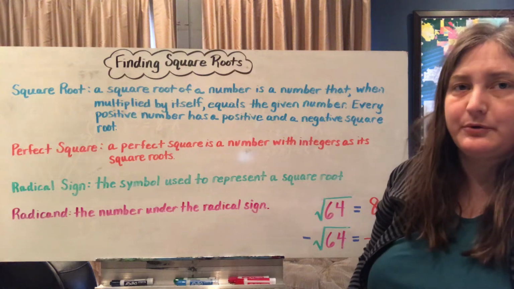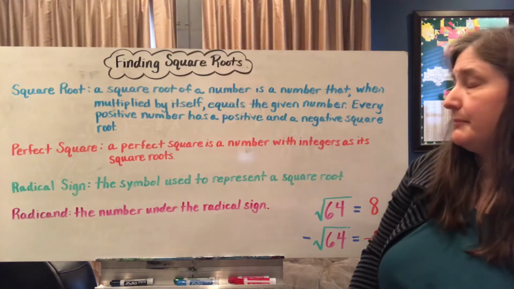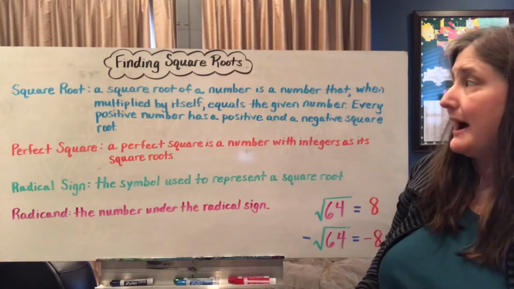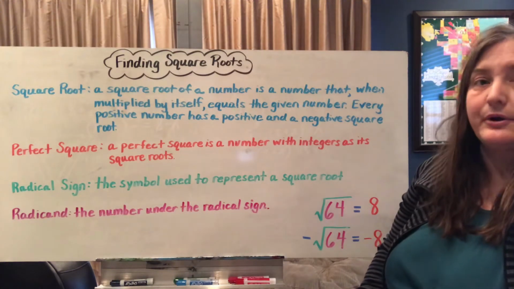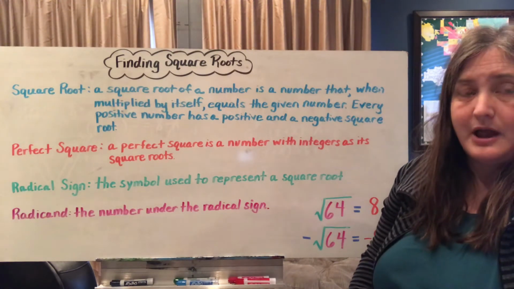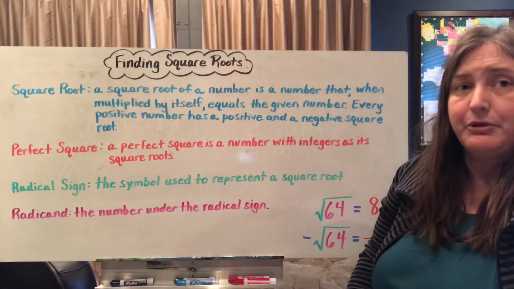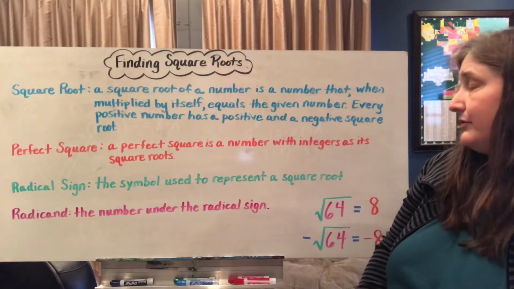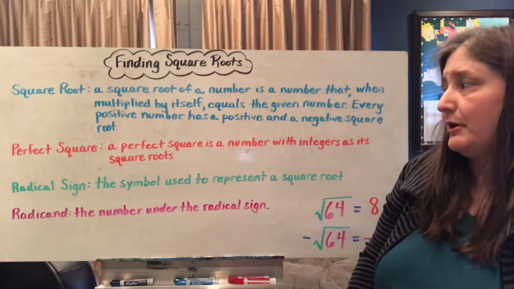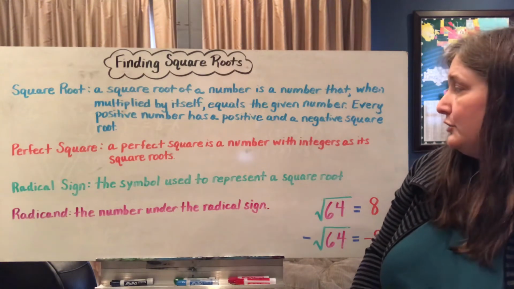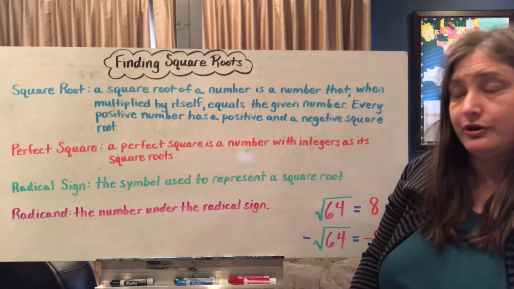This is finding square roots. A square root of a number is a number that when multiplied by itself equals a given number. Every positive number has two square roots, both a positive and a negative square root. A perfect square is a number whose square roots are integers.